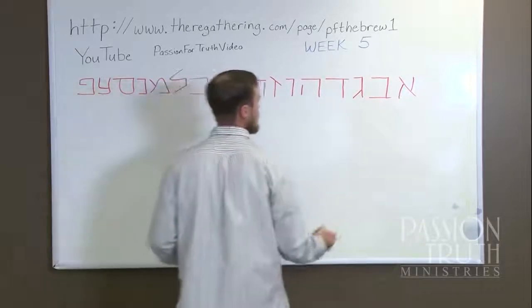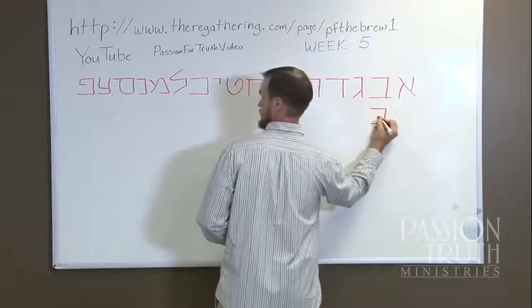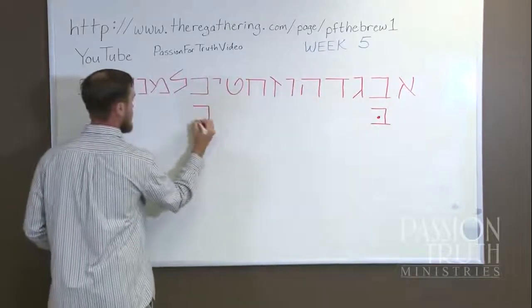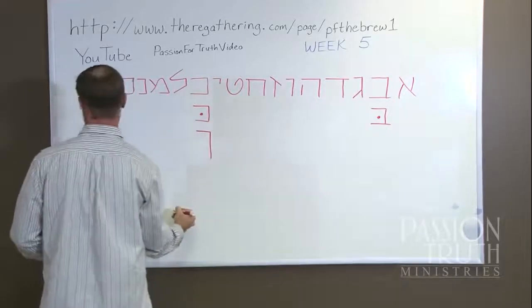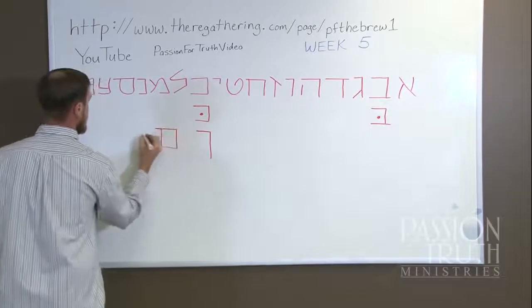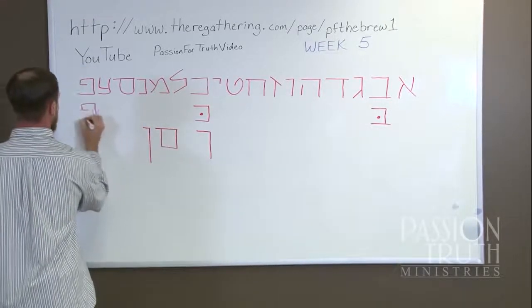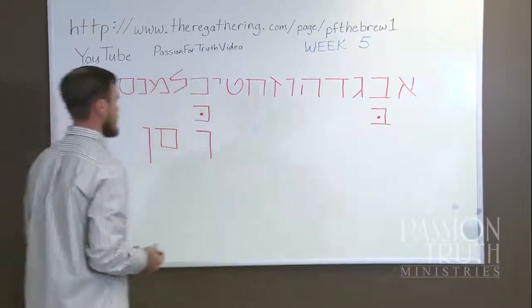Okay, and so far, we've got the bait that makes a different sound with a dagesh and without a dagesh. We've got the kaf that does the same thing. The kaf also has a final form. Okay. The mem has a final form. The nun has a final form. And the pei makes a different sound with or without a dagesh and has a final form. Okay.